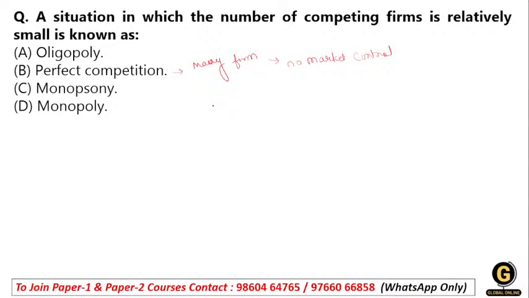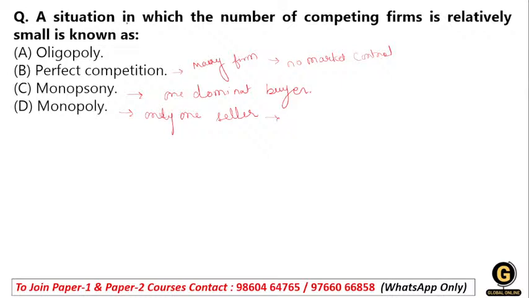What about monopoly? Monopoly is the one that dominates the buyers. And what is a monopoly? In a monopoly there is only one seller in the market, and that seller dominates the market. He has a dominant position in the market.